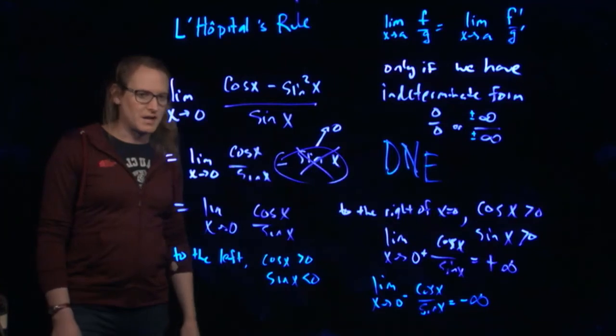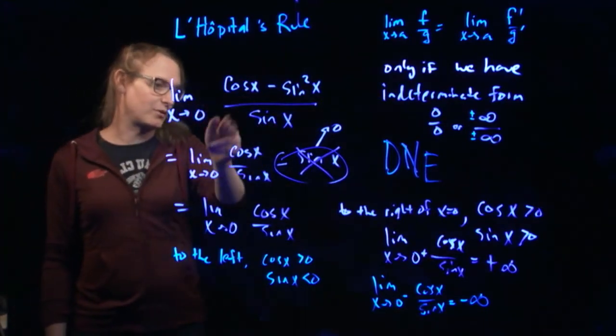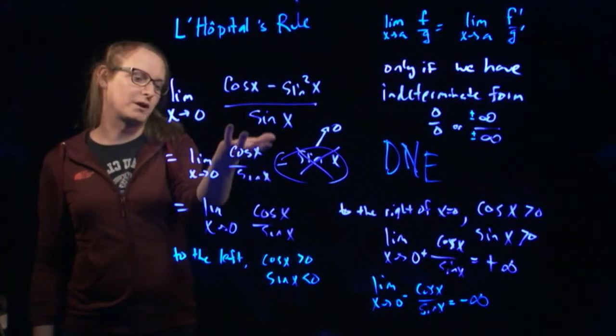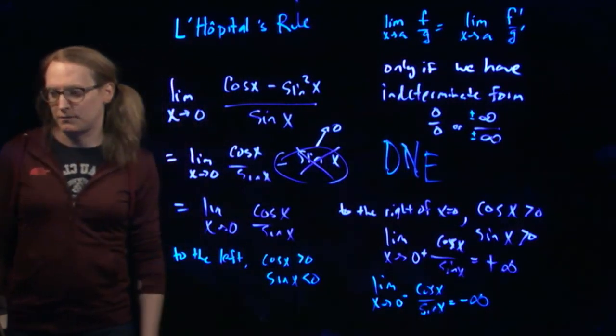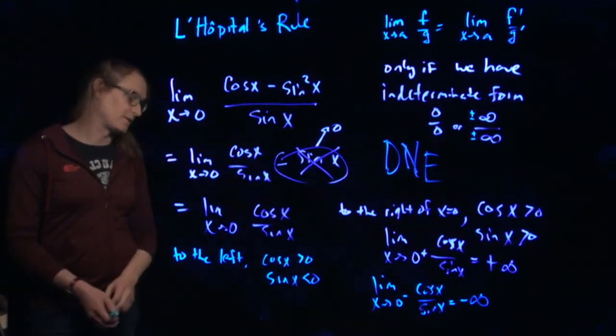So in this particular case, we found that L'Hopital's rule didn't apply because we didn't have the right indeterminate form. And when we go and do the actual limit by examining stuff to the left and right, we reveal that the limit, in fact, does not exist.